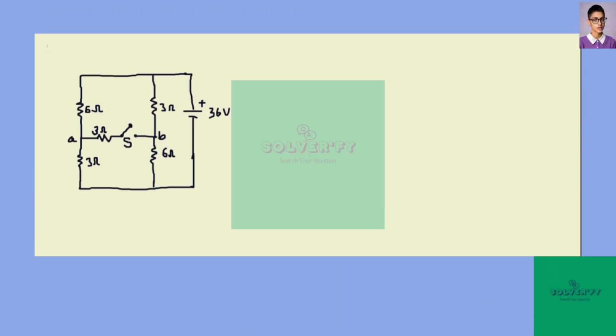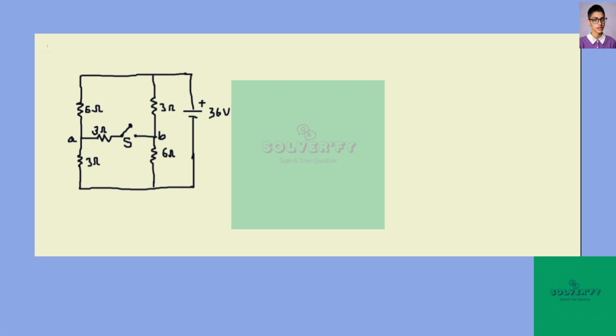So I have made an equivalent circuit to that given in the book. I have replaced the earthing and V with a cell of 36 volts, right? It is the same. Now the question is asking us to calculate the potential difference VAB, that is the potential of point A relative to point B when the switch S is open.